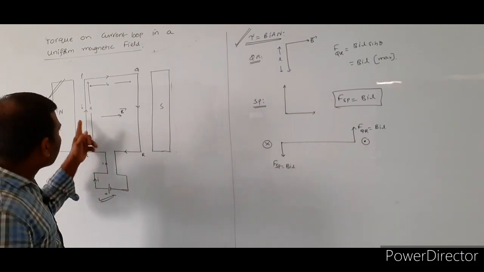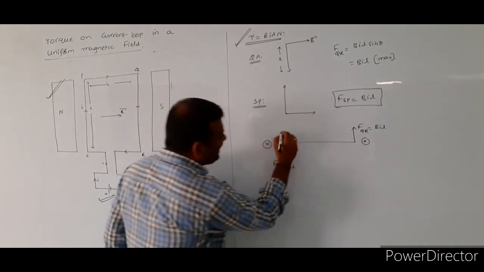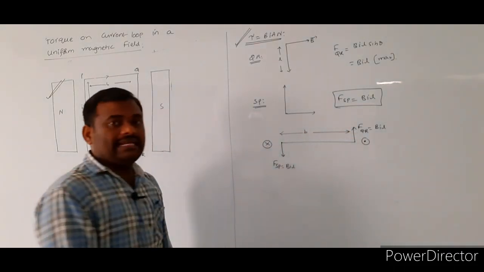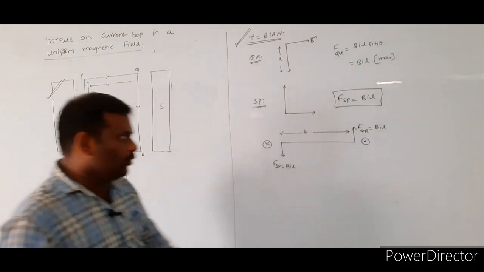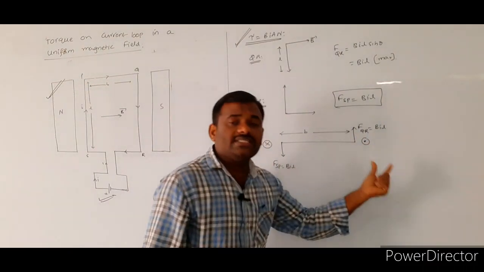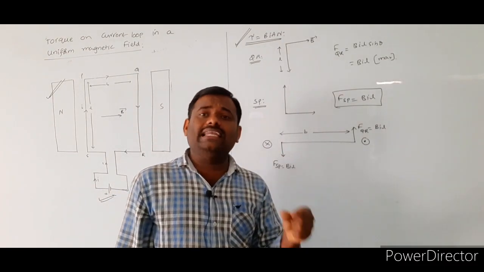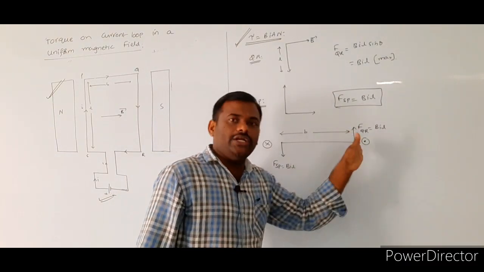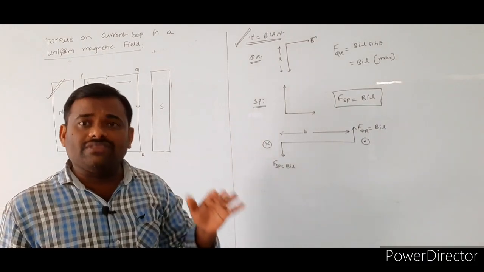Now, what is the perpendicular distance of separation between these two forces? The perpendicular distance of separation between those two forces is nothing but the breadth of the given rectangular loop. So, here are the directions of the force we get by applying Fleming's left hand rule: one force is acting into the plane of the paper, and the other force is acting out of the plane of the paper.